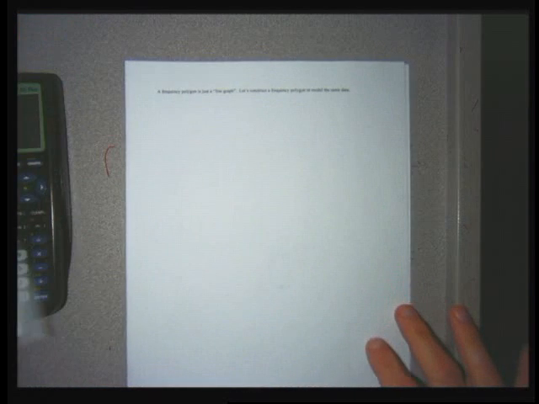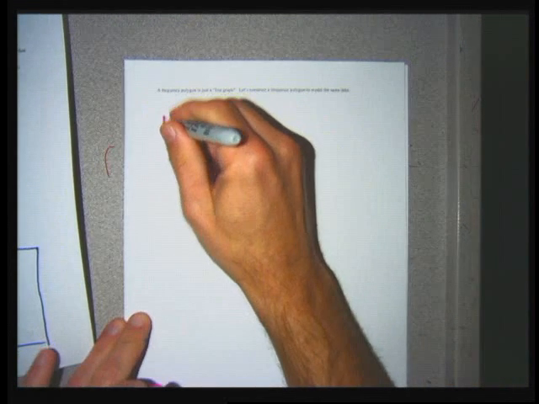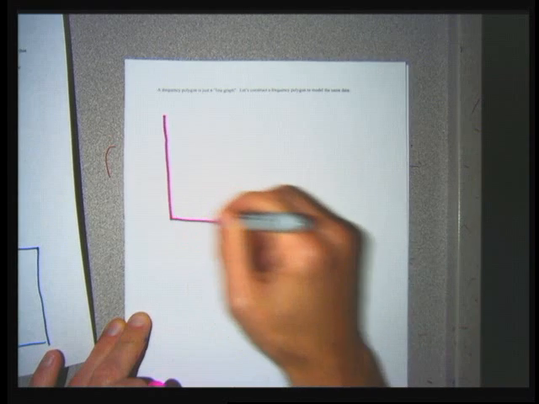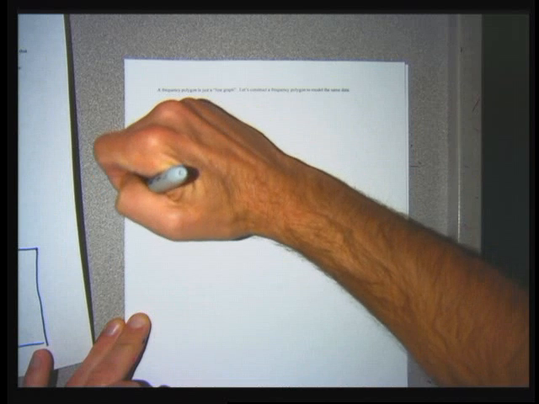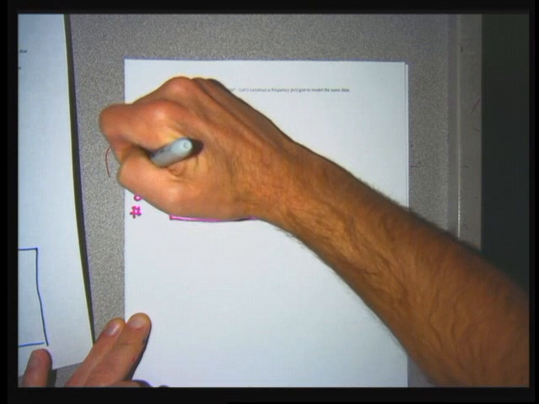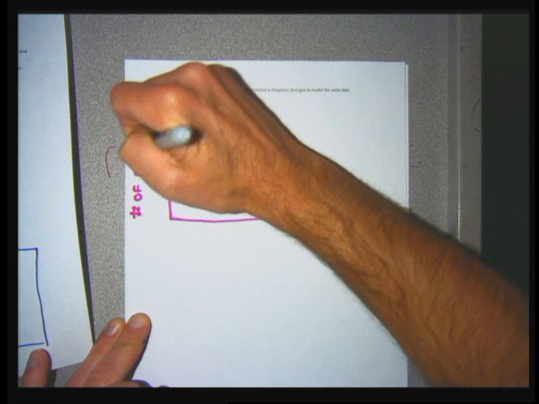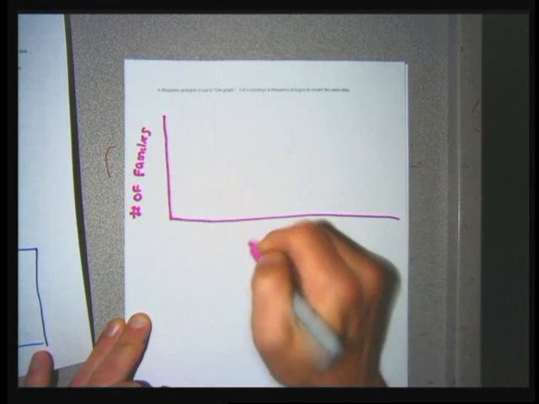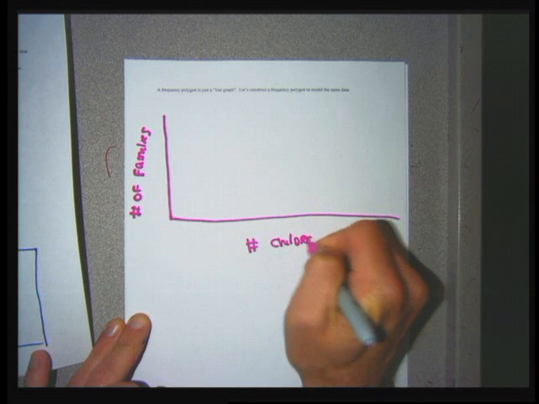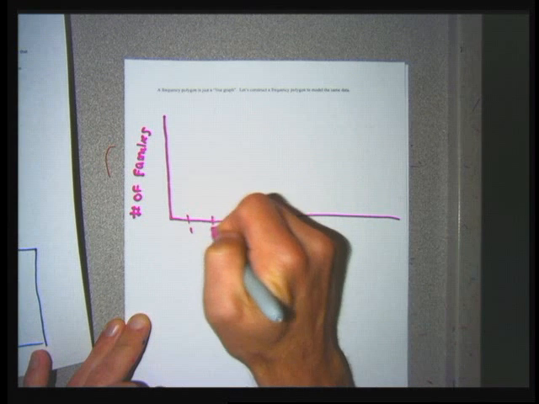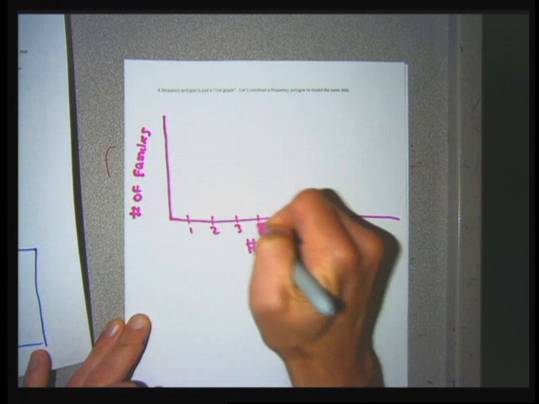The next thing the author wants us to make is a frequency polygon. For the same data, a frequency polygon is hardly different than a frequency distribution. Basically the exact same thing, except instead of connecting the data with bars, we connect the data with little line segments. So I'm going to use the same sort of information. I have the number of families, the number of children with those families, and I'm going to do a frequency polygon just like I was making a frequency distribution.